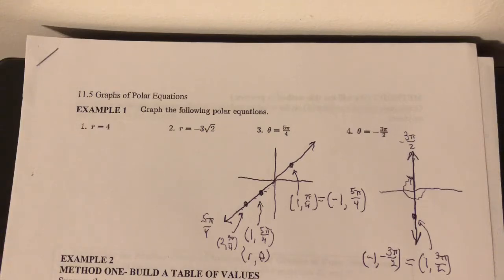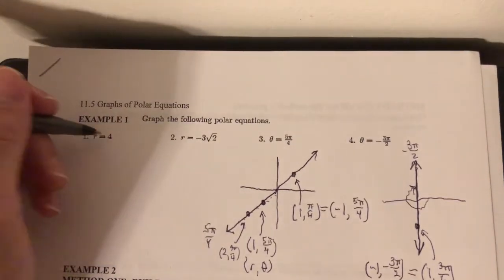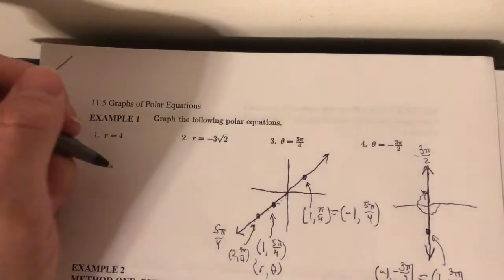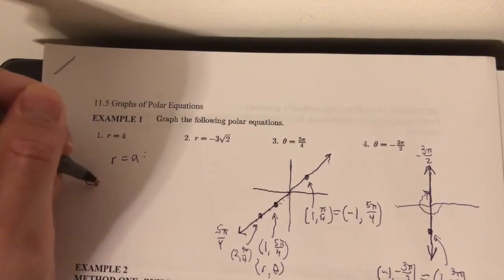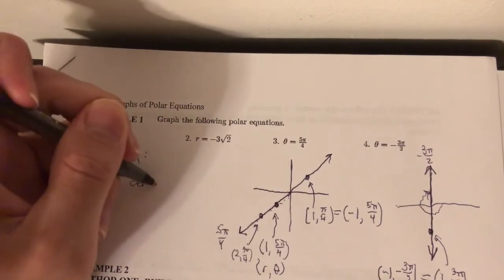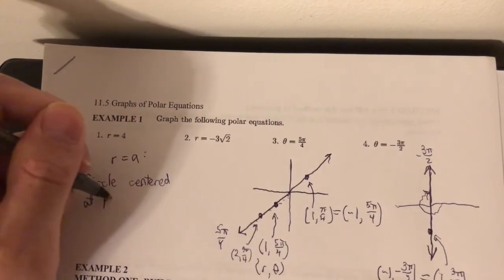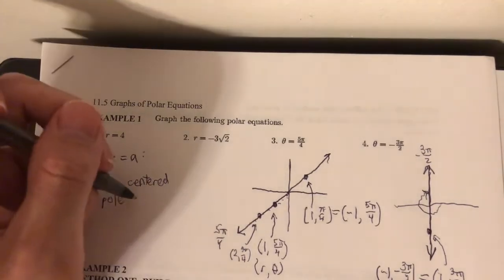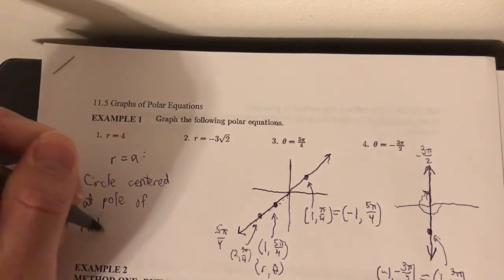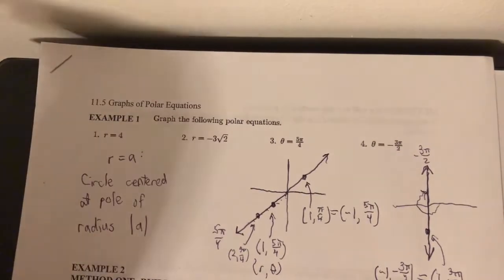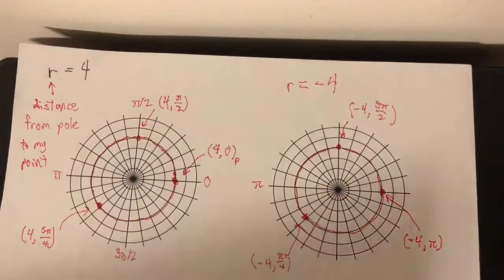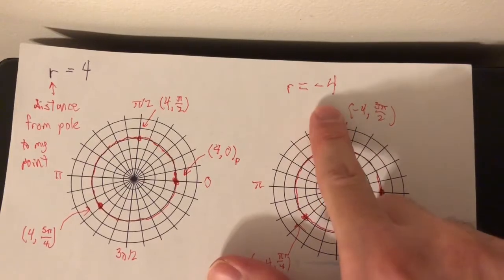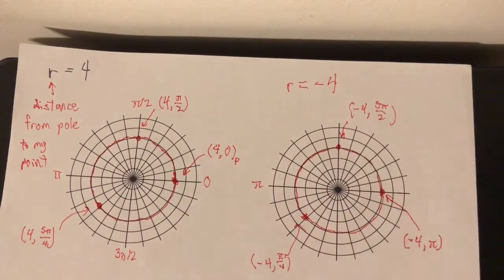So to summarize example 1, we've looked at two of the most simple types of polar graphs. R equals some number, whether it's positive or negative. So if I look at r equals a, this is going to be a circle centered at the origin, or I guess we're in polar coordinates, I should say pole here. Circle centered at the pole of radius absolute value of a. Okay, so I'm saying absolute value of a, that's going to cover my bases. For instance, if I'm looking at this example here, r equals -4 is going to be a circle of radius +4 centered at the pole.